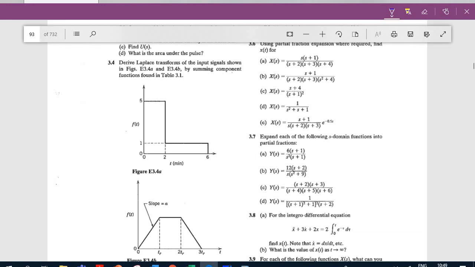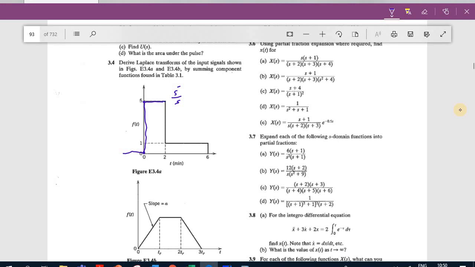3.4 says develop the Laplace transform of the input signals. So that is a custom of inputs again, by summing component functions found in table 3.1. What is that table 3.1? Don't worry about it. We'll do the things that we can remember now. At 0 it started at 5, so there was a step input here, which goes from 0 to 5, so that is 5 over s.